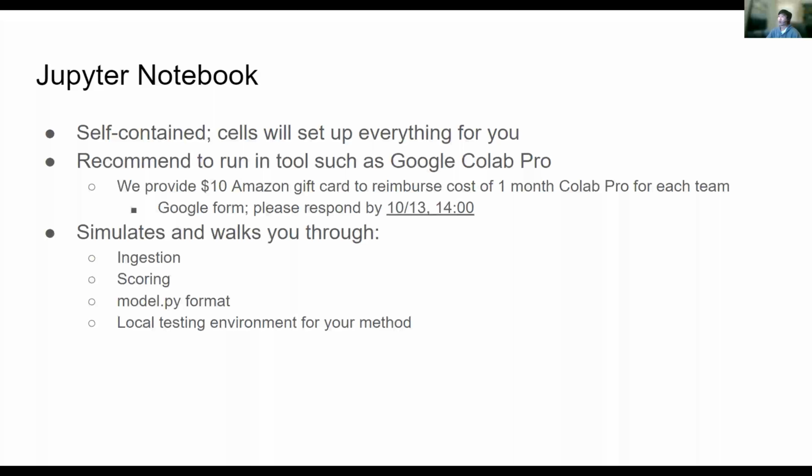This notebook will walk you through the major points of the competition pipeline: ingestion, which is data loading, training your model, and scoring, which is of course generating predictions, and then calculating the individual task scores. The main file that you'll need to edit for this hackathon is called model.py, and there'll be instructions detailing the format of that file and the changes you'll need to make. Overall, the notebook will just provide a local testing environment for your methods and implementations.